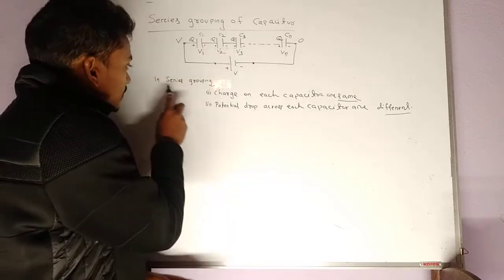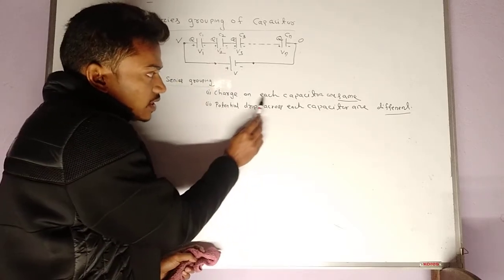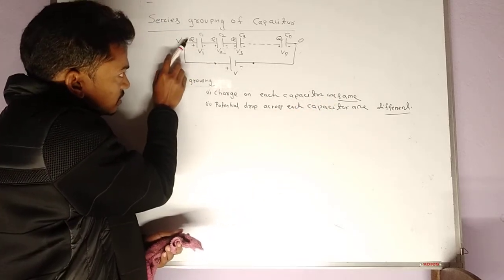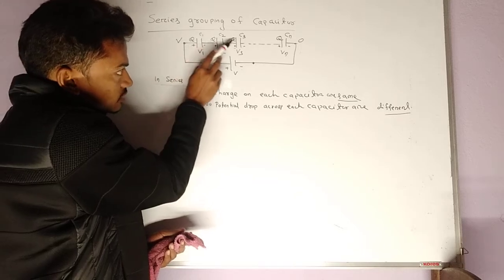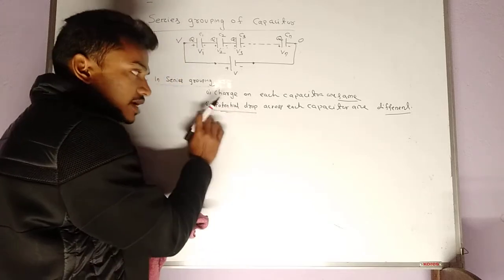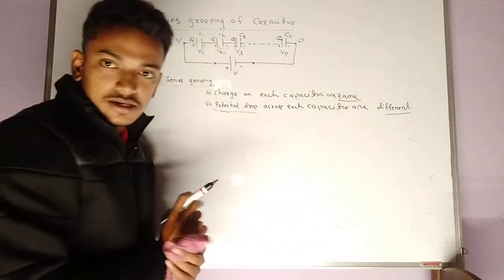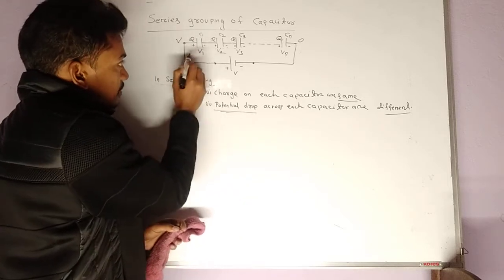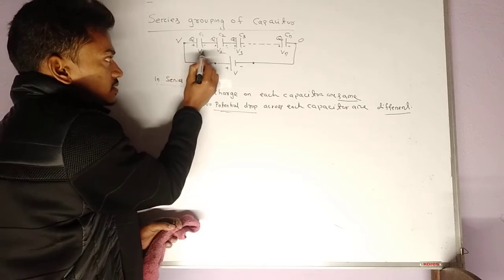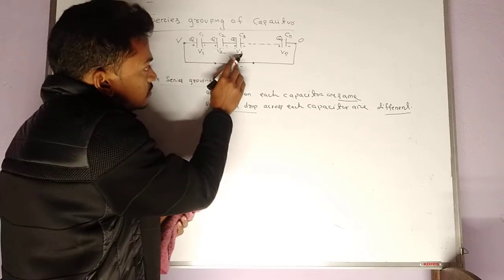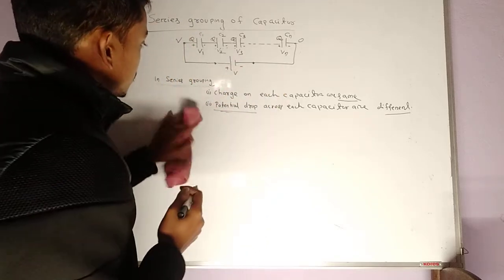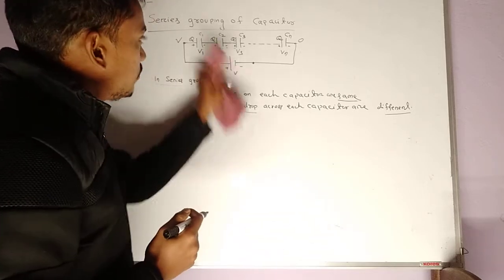Remember that in series grouping, the charge on each capacitor is the same. This capacitor C1 has charge Q, and this has charge Q. All are the same. And the potential difference across each capacitor is different. It means the potential difference across the first capacitor is V1, another is V2 and V3, and so on up to Vn.